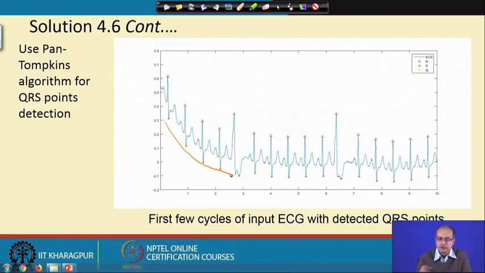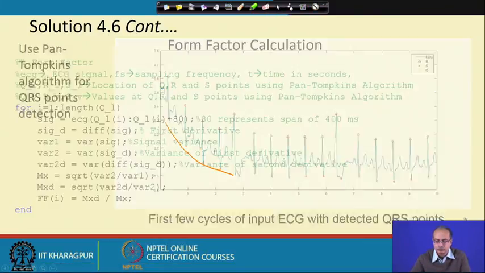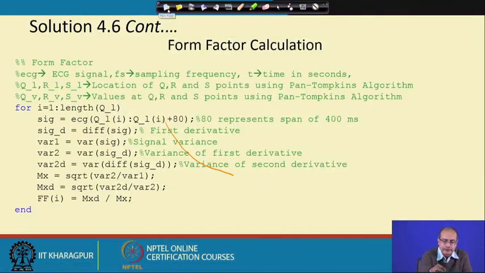Okay. So, first few cycles we could get in this way, and then once we have the QRS complex detected, and after R we could actually get the Q and S. So, we start the calculation of the form factor.